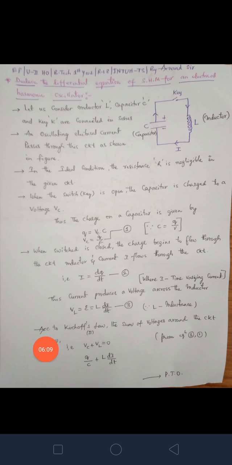The Kirchhoff's second law always talks about the voltage across a closed loop. Sum of the voltage across a closed loop is equal to 0. That is, the sum of voltage around the closed loop or closed circuit is equal to 0. That is VC plus VL is equals to 0.